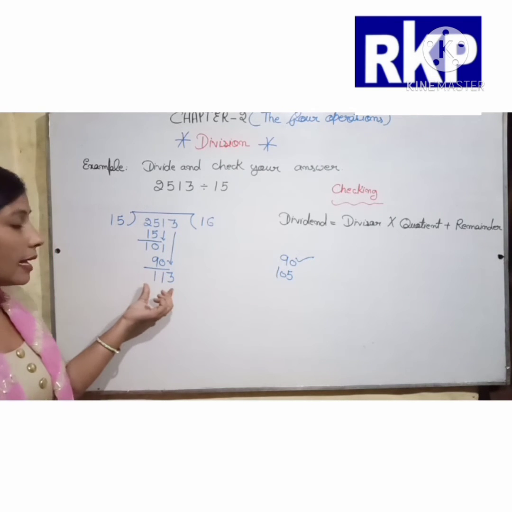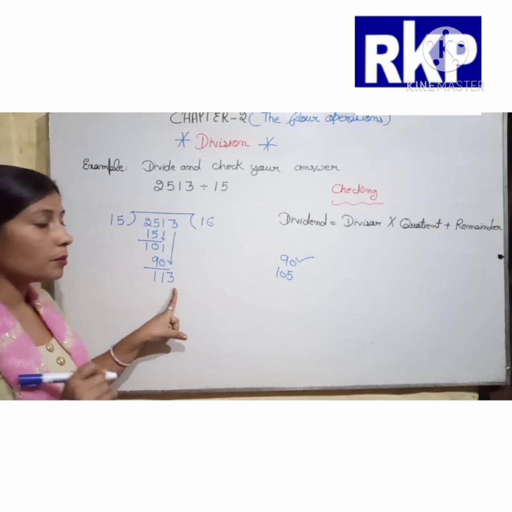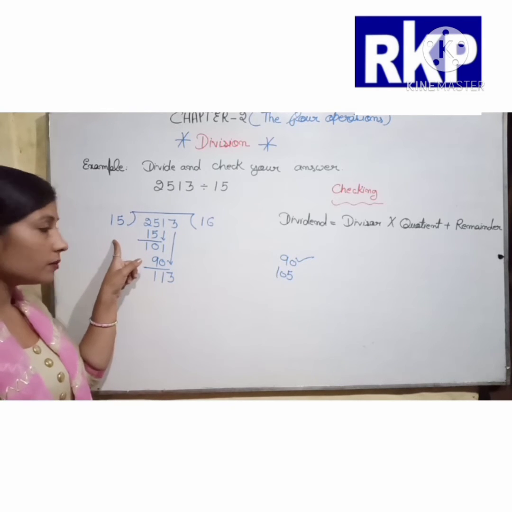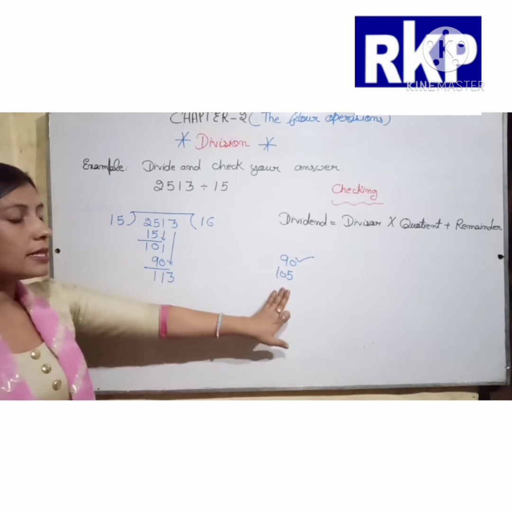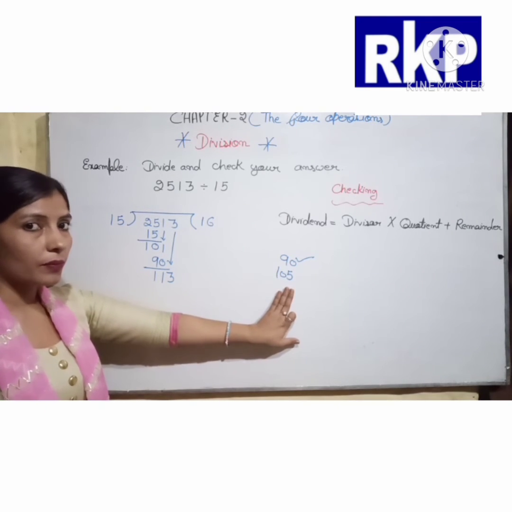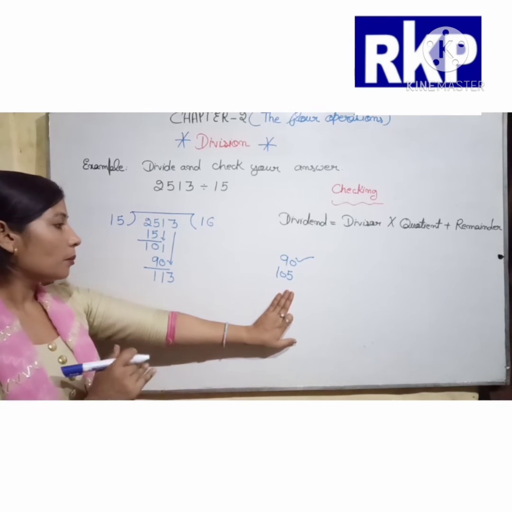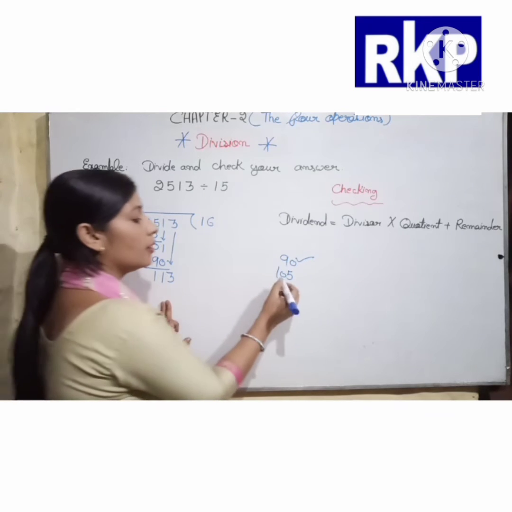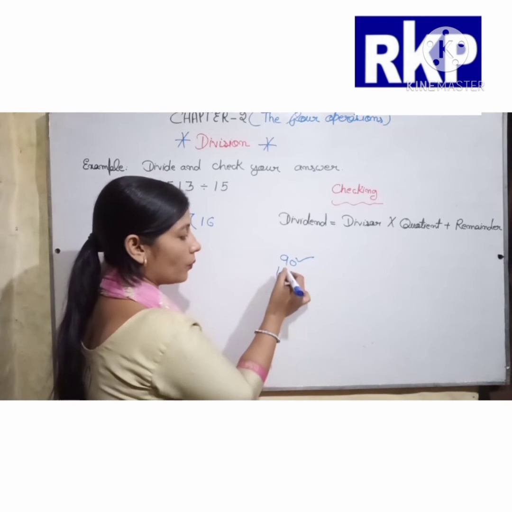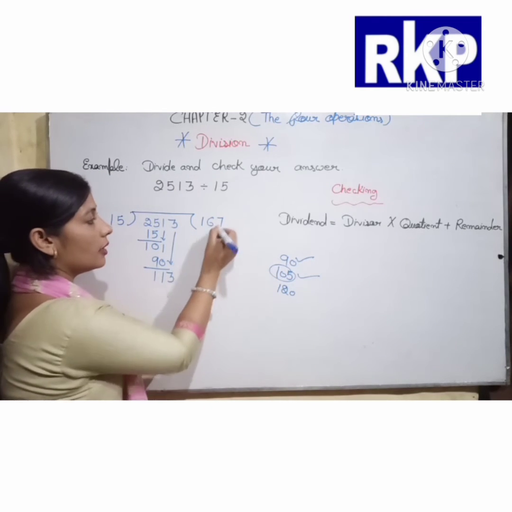Now next, now we have to divide 113 by 15. Again think about the table of 15. Okay. We know beta 15 7 jar 105. Okay. 15 8 jar 120. But 120 will be greater than 113. Okay. So we have to write 15 7 jar 105.